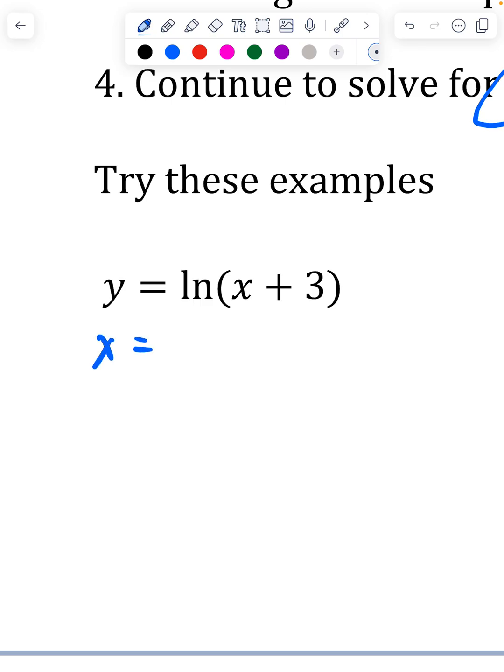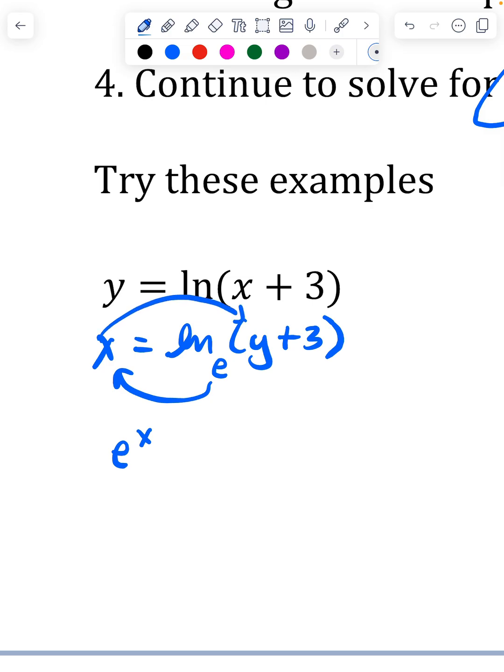So let's go x equals ln y plus 3, because I am swapping the x and y. And then now I have a log, ln. So I'm going to write the e here to make myself remember that that's what it is. I'm going to put it to the power, which is always on the other side. And then it'll come back around to equal this.